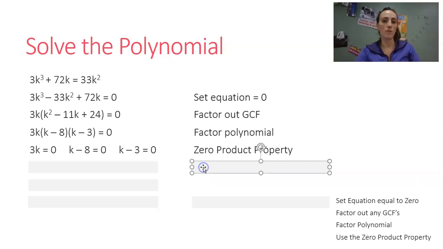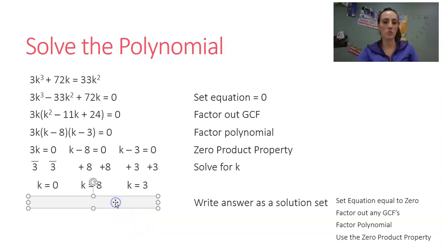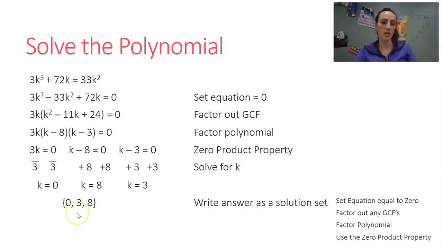I'm going to finish this off by solving for k. To get k by itself here, I divide by 3. To get k by itself here, I have to add 8. And to get k by itself here, I have to add 3. So you can see I'm doing that to all three equations. That's going to leave me with k equals 0, k equals 8, and k equals 3. My final answer then has to be written in a solution set where my numbers are from smallest to largest. So I have the solution set of 0, 3, and 8.